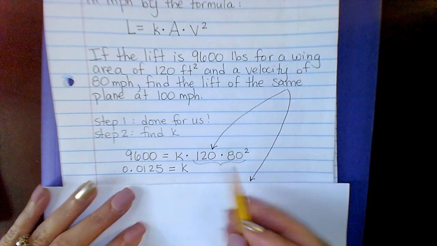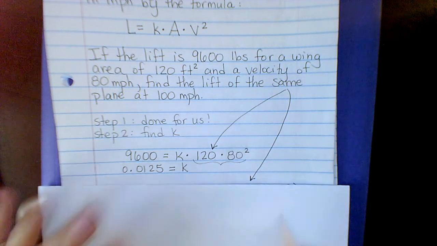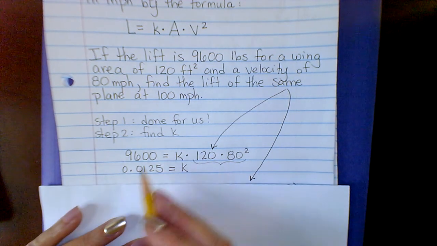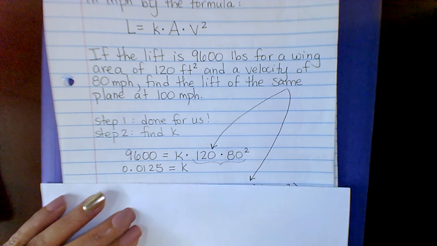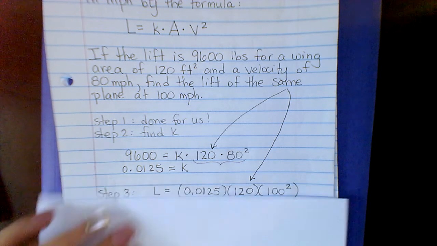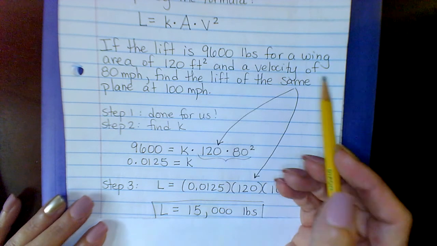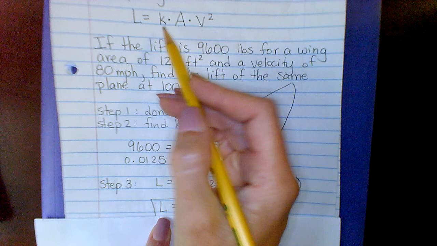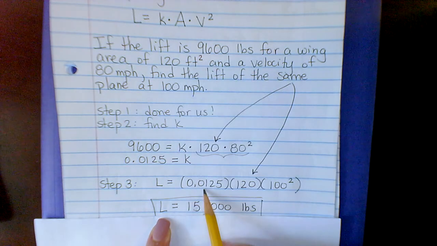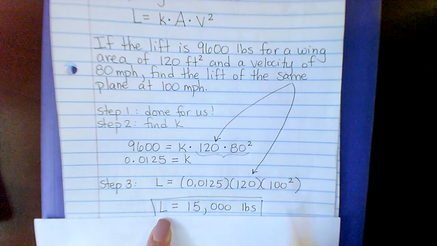Now to do this, you're going to want to multiply that out on your calculator. And then to solve this equation, you're going to divide both sides by this number. So you're going to take 9,600 divided by whatever this 120 over 80 squared ends up being, and you get 0.125. Step 3, we're going to use the last bit of information. So find the lift. Okay, so we're finding L. We know what K is now. We just found it, so there's K. And it gives me a velocity of 100, so there's my velocity squared, 100 squared.